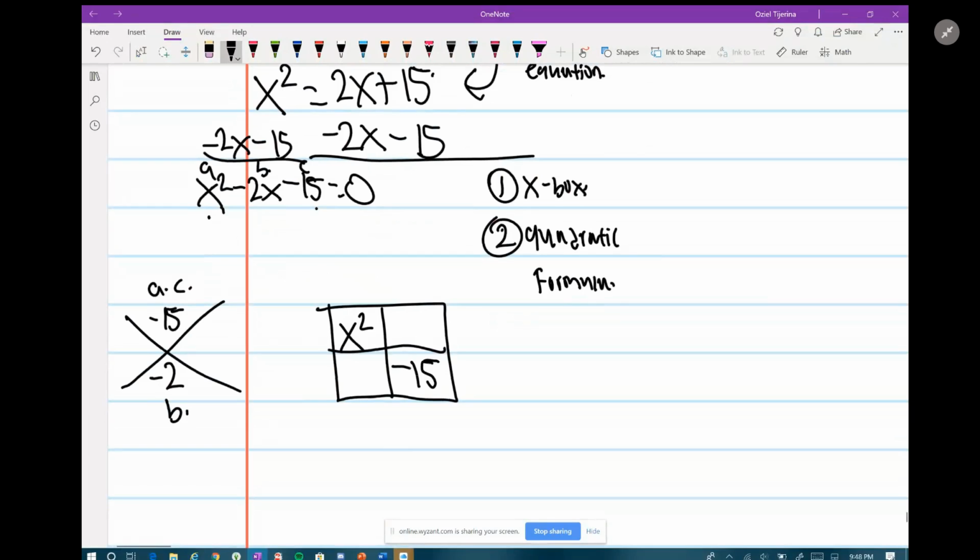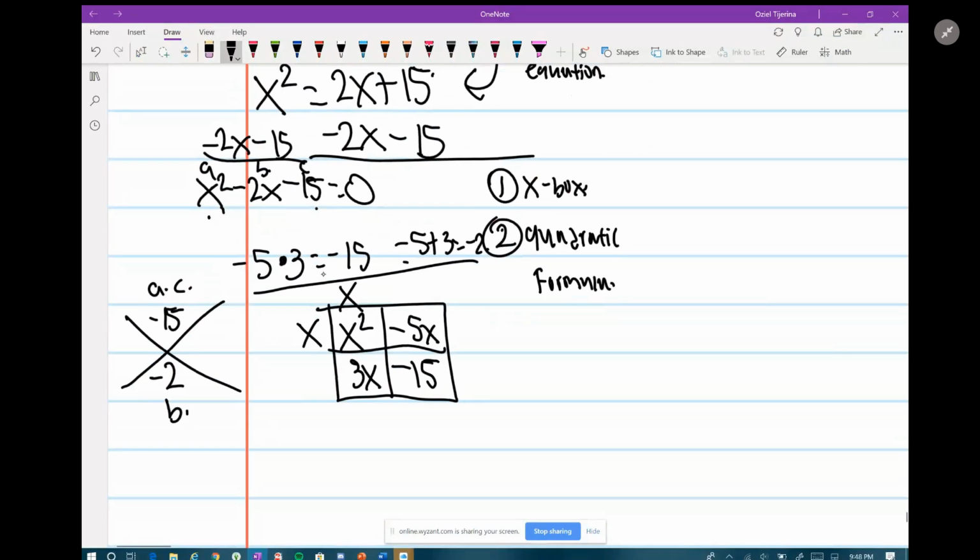So we want to find two numbers that multiply to get negative 15 and add to get negative 2. So the numbers that I'm thinking of are negative 5 and 3. So we have negative 5x and 3x because they both add up to get negative 2. They add up to get negative 2, and they multiply to get negative 15.